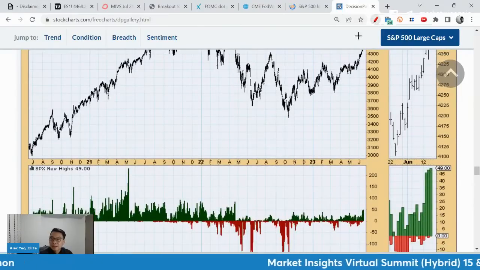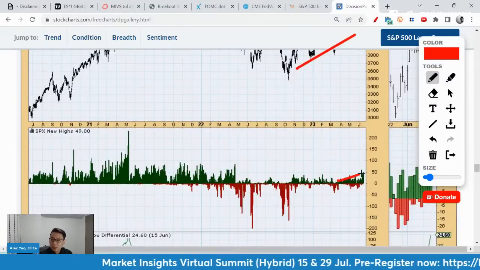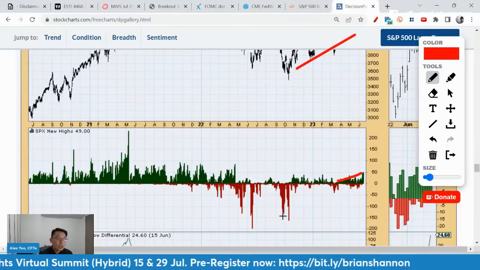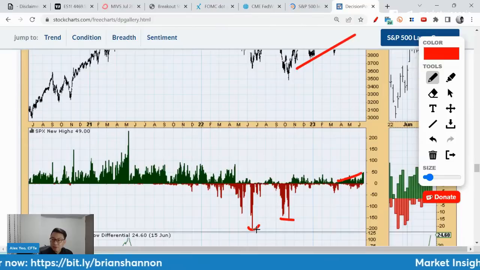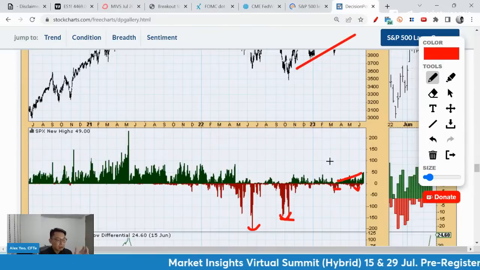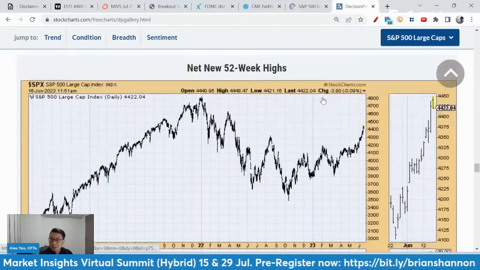So you can also see that while the market is going up, the new highs are also going up. This is pretty bullish. And you can see that the new lows are also getting lower. A lot of stocks had new lows before, but it's getting lower and lower. So this is a good one. So you guys know this side now.